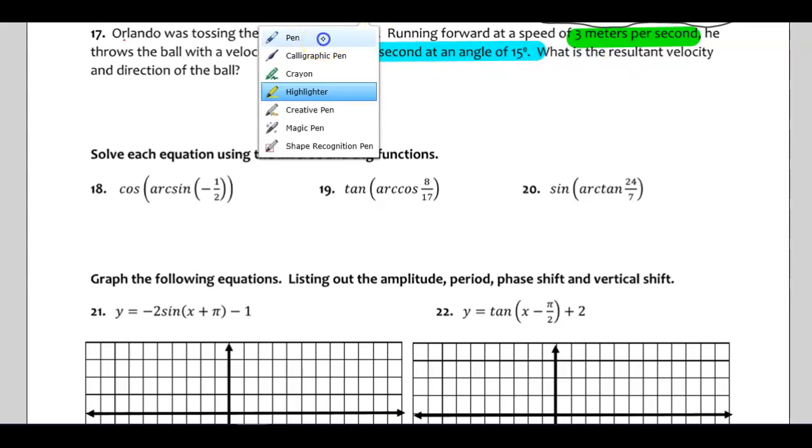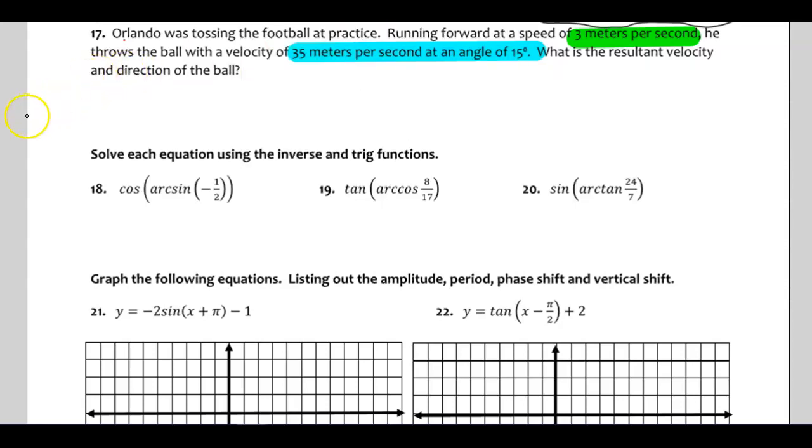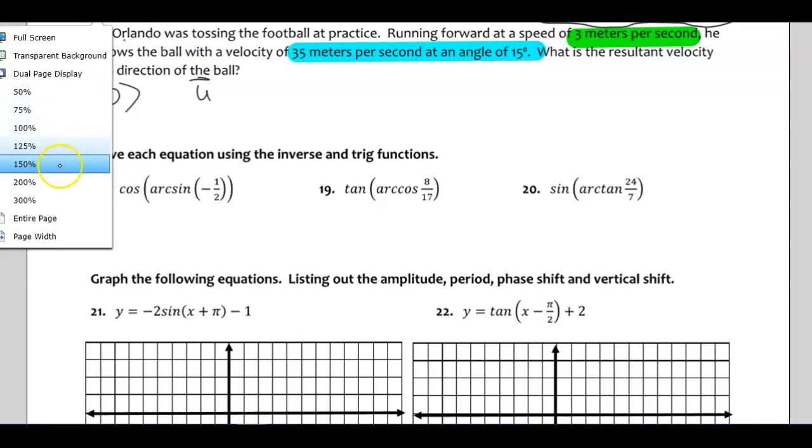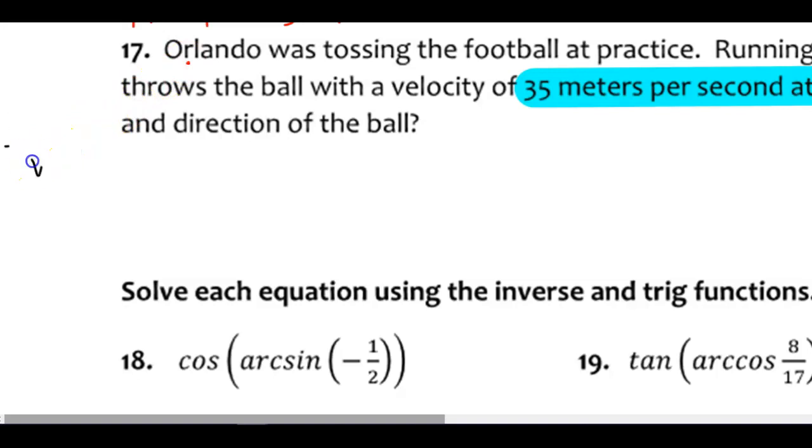So, again, we got our two vectors. Let's make our two vectors. We have running for 3 meters per second, so we have 3, 0. This is V. And then for U, I gotta make this bigger, because if not, I'm gonna run out of space. See how big that looks right there? Gotta zoom in. So really you're writing smaller, you're just zoomed in. So here we go. V equals 3, 0.